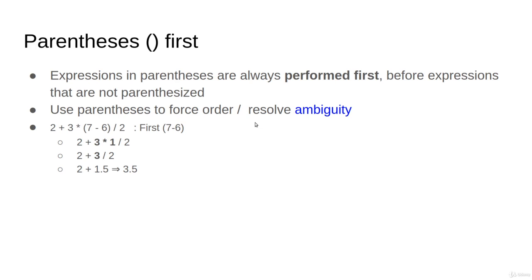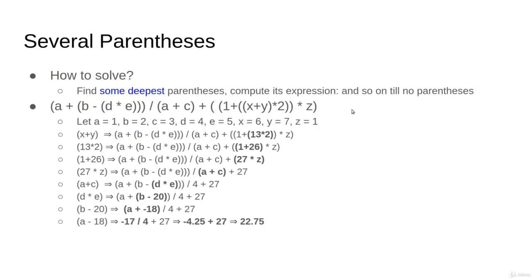The parentheses, as I said, mean to be performed first, and in this way they are forcing order and also help us to resolve some ambiguity so that we don't get lost in the expression. As you see here, if we have something like that, the 7 minus 2 will be evaluated first, then the division second, then the addition. Let's get a big example for the parentheses. I would like you to read this expression and these values and try to solve it first.